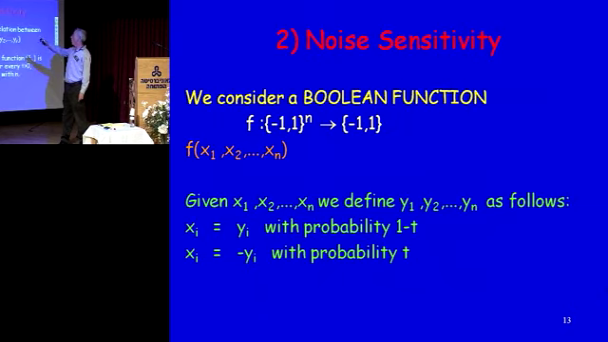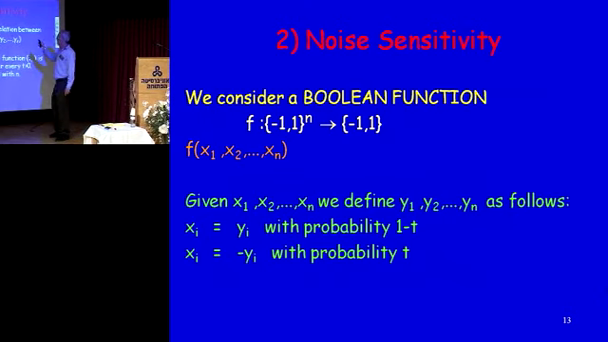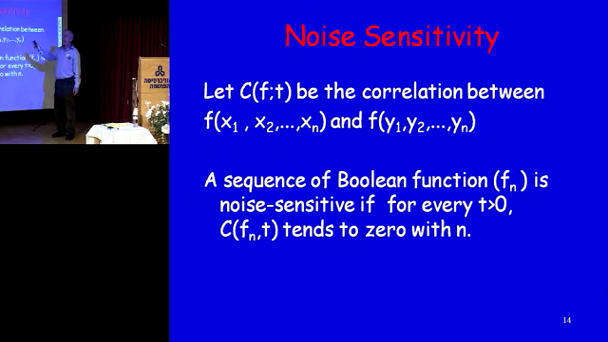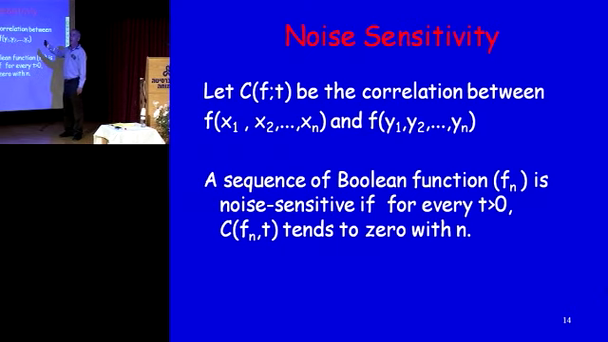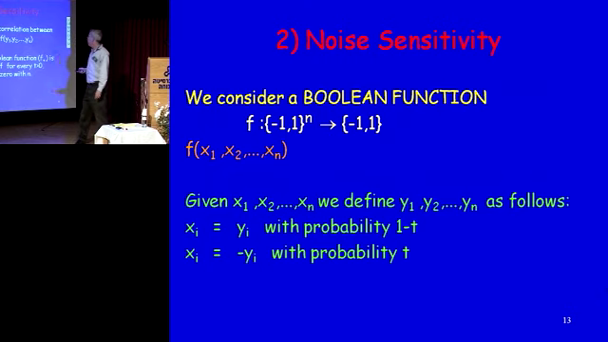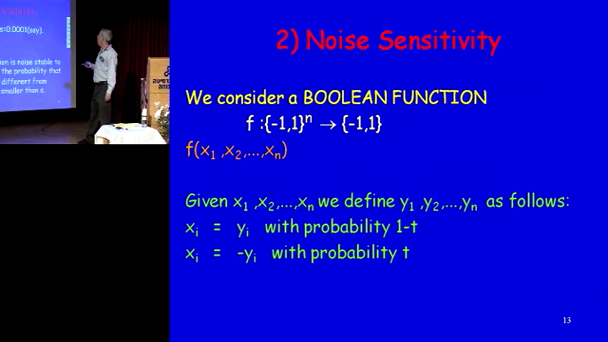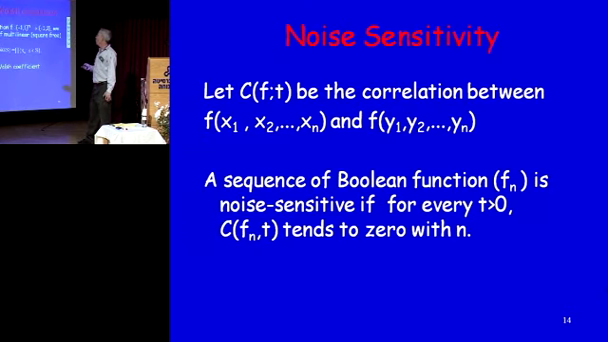No, when we talk about the correlation, this is a good question. When we talk about the correlation, we take x1 up to xn at random and y1 up to yn at random. So x1 up to xn are uniformly distributed, and y1 up to yn are distributed according to this rule. So it's a probabilistic notion. So these are the notions of noise stability and noise sensitivity.